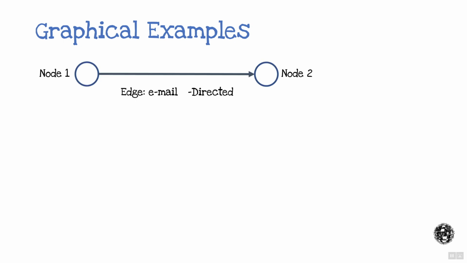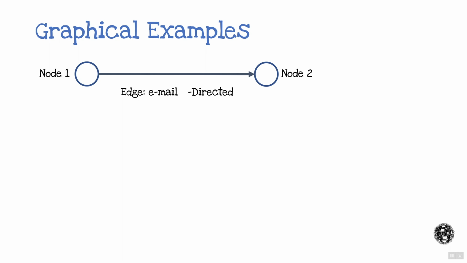Now, Gephi essentially uses nodes and edges as the terms. So I'm going to move away from actor and relationship, tie or relational tie, and just stick now with nodes and edges. So here is an example of a directed edge.